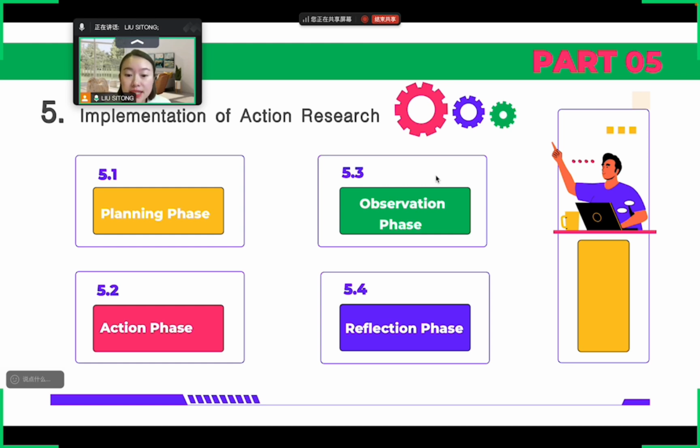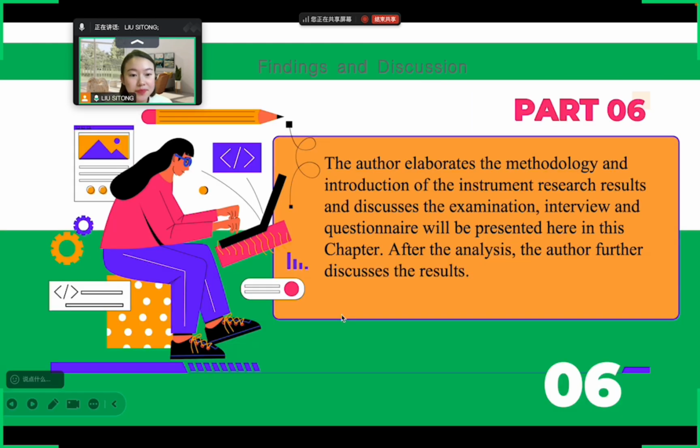Okay, let's come to part 6. Next slide. Yes, in part 6, the author elaborates the methodology and introduction of the instrument, research results, and discusses the examination. Interview and questionnaire will be presented in this chapter. After the analysis, the author further discusses the results. Okay, let's come to some forms. Okay, next slide.